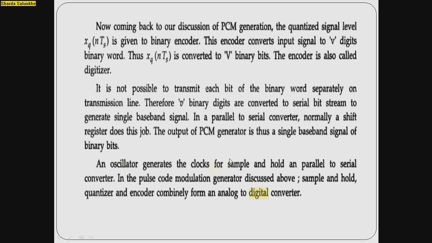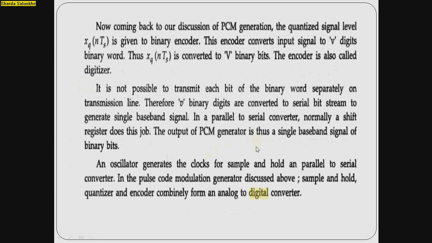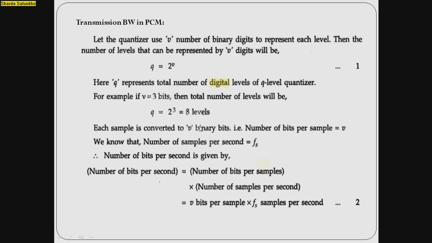An oscillator generates the clock for the sample and hold circuit as well as the clock for the parallel to serial converter. And the PCM code modulation generator is discussed. The sample and hold, quantizer and encoder combined is nothing but the analog to digital converter, the A to D converter for the PCM. Now, the calculation of the bandwidth in the PCM.